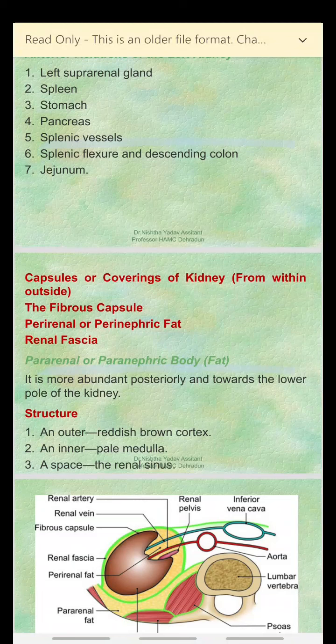So the most interior is the fibrous capsule. This is a thin membrane which closely invests the kidney and lies in the renal sinus. Normally it can be easily stripped off from the kidney. The perirenal or paranephric fat is outside the fibrous capsule.